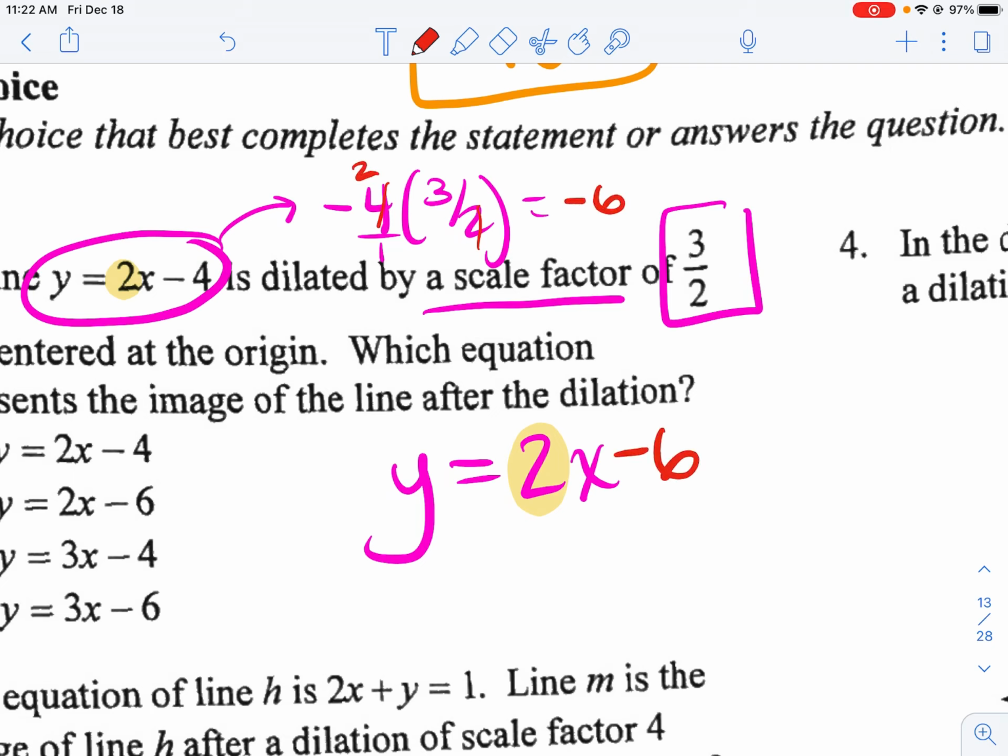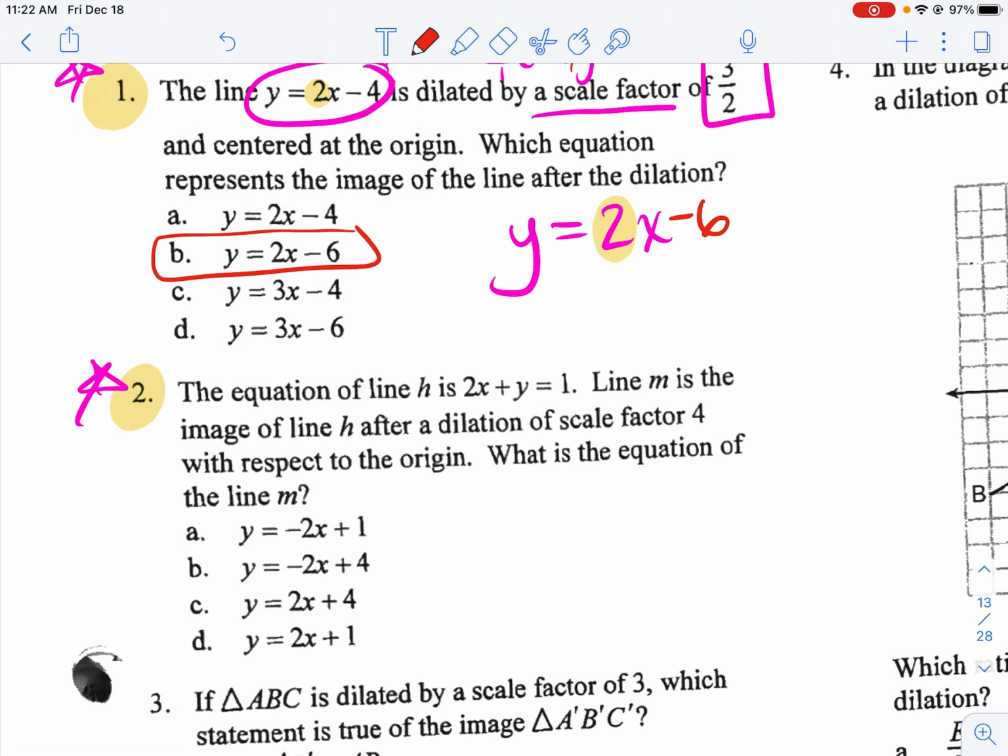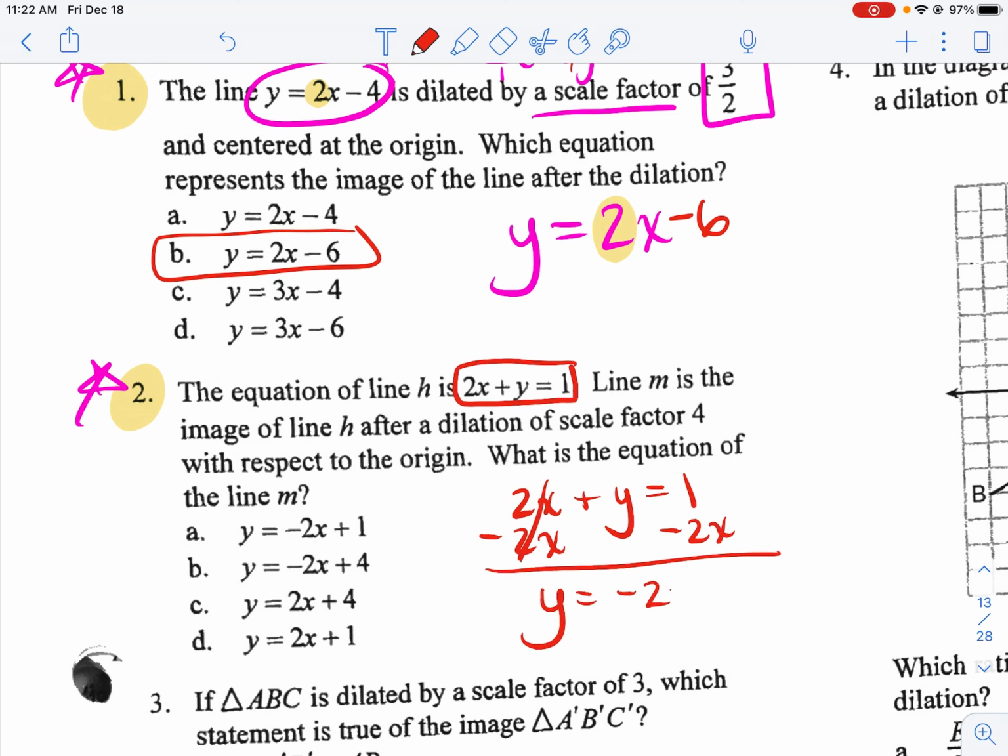Okay, let's look at number 2. Same idea. Now this is a little bit harder because we have to do some solving first. I've got to get y by itself, so I'm going to take away 2x on both sides. y = -2x + 1. Before I do any kind of solving, I'm going to use process of elimination here. My slope is -2. I have a scale factor of 4 with respect to the origin. So I only want a slope of -2 for our answer. So I'm actually going to get rid of C and D.